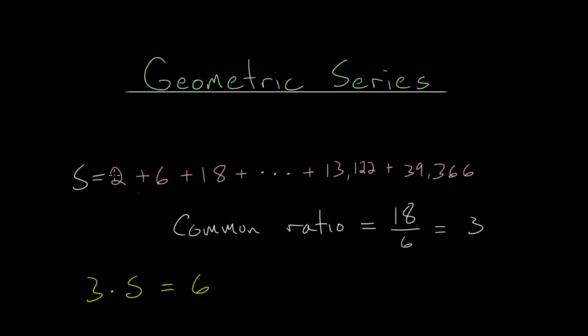So we'll get 2 times 3 is 6, 6 times 3 is 18, 18 times 3 is 54, and so on. And when we look at the end here, this 13,122 multiplied by 3 gives us 39,366. And when we multiply 39,366 by 3, we get 118,098. So from here, we're going to take our original sum, this original geometric series, and we're going to subtract the new one that we created.